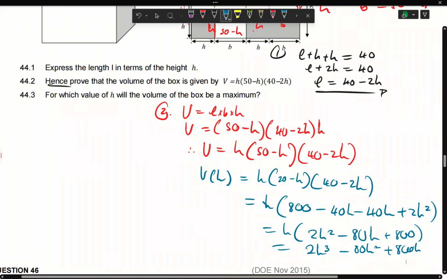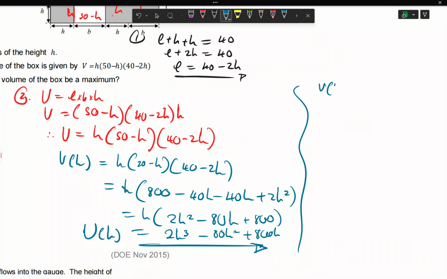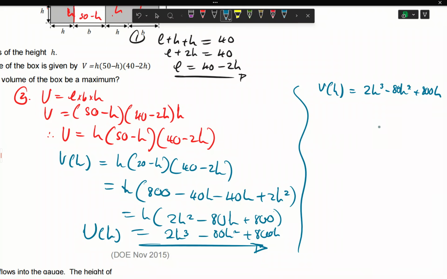So remember, we have to let this be 0 when we take the first derivative. So the volume in terms of h is this. This is the function of the volume. So our formula is V of h is 2h cubed minus 80h squared plus 800h. I didn't miss anything there, guys. Let me check that and that. Okay, yes, it is correct.